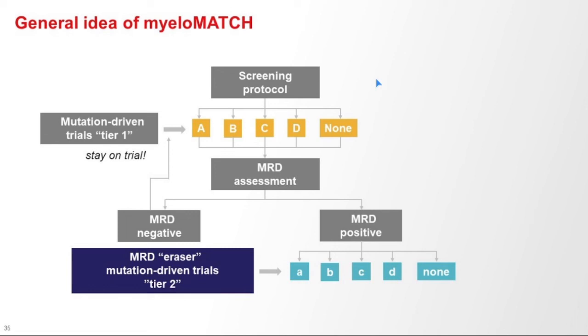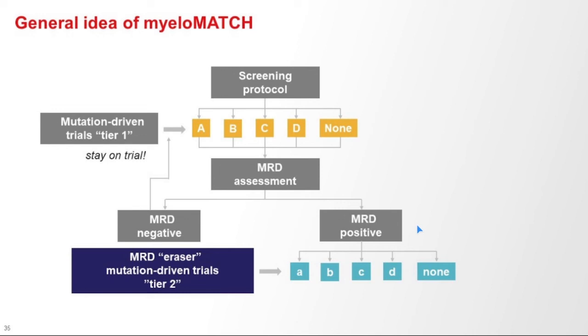These, as opposed to the old days with intergroup trials where there were giant phase 2 trials, will all be a series of MRD-based trials, at first by flow cytometry, so it will be phase 2 MRD-driven trials. And the idea would be you'll get reassessment of MRD status, and then if they are negative, they would stay on and be followed. If they are positive, they would be put on so-called MRD eraser trials in the tier 2 levels, again, based on available studies and mutational status. So this is really trying to get at really, really focused, targeted trials.